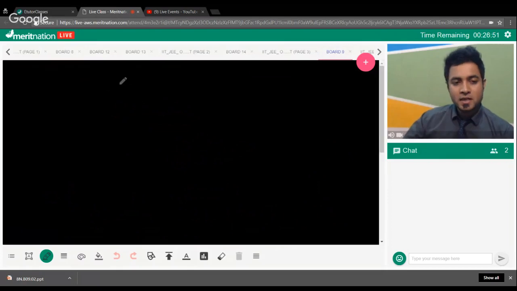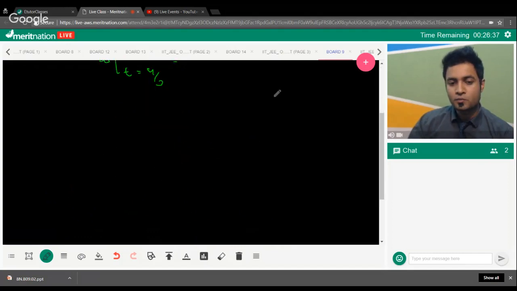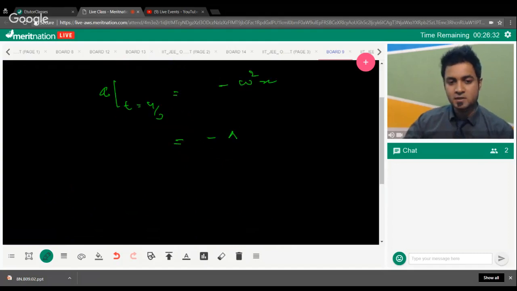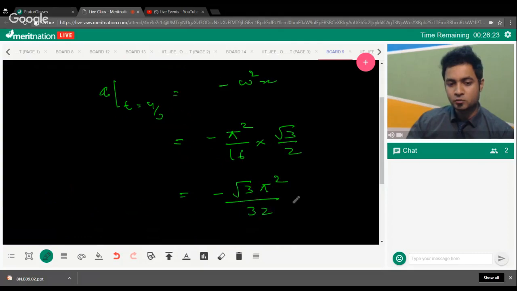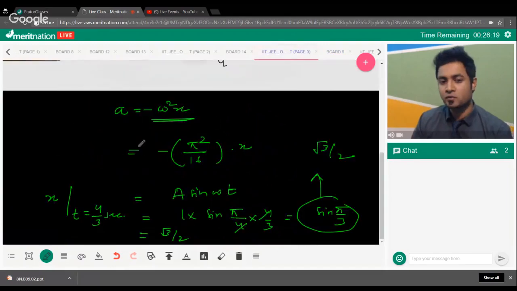So now you can see here that x at t equals to 4 by 3 is nothing but under root 3 by 2. So what would be the acceleration at t equals to 4 by 3? That is nothing but minus omega square x. We know both the things at t equals to 4 by 3. This is minus pi square upon 16. This is under root 3 upon 2. It's coming out to be minus under root 3 pi square upon 32. So this is the acceleration at t equals to 4 by 3.